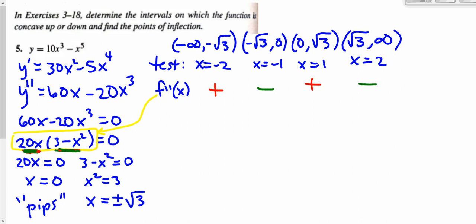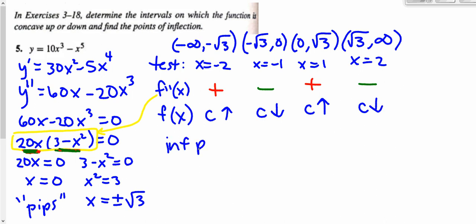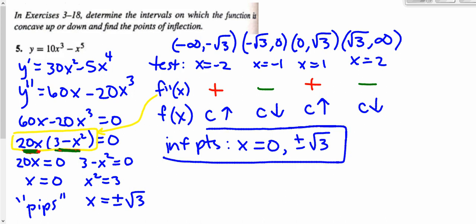So what does that tell us about f? That tells us that f is concave up, and then concave down, and then concave up, and then concave down. So we do have inflection points. And they are at x equals 0 and plus or minus square root 3. All three of the potential inflection points turned out to be inflection points. If you want their y coordinates, then you have to put it into the original function.